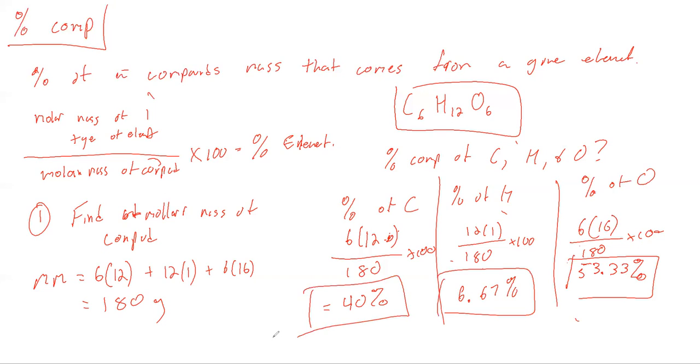That is how you find the percent composition of an element. You want to take the molar mass of all of the element of one kind inside of a compound, divided by the molar mass of the compound itself, times 100.